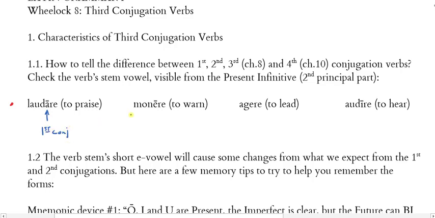Okay? Now, look at monere, to warn. This infinitive before the re has a long E with a macron. Okay? That makes it second conjugation.